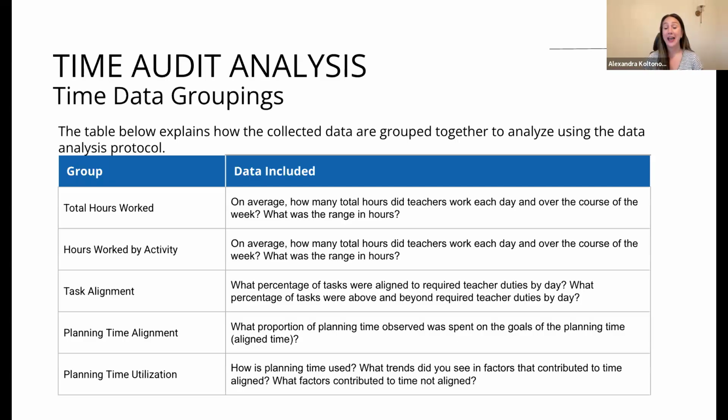The next group is hours worked by activity. So on average, how many total hours did teachers work each day, and over the course of the week, what was the range in hours? Task alignment: what percentage of tasks were aligned to required teacher duties by day? What percentage of tasks were above and beyond? Planning time alignment: what proportion of planning time observed was spent on the goals of the planning time? And then planning time utilization: how was the planning time actually used? What trends did you see, and what factors contributed to time alignment? So all of this is how the data is organized when you go through the data analysis protocol.